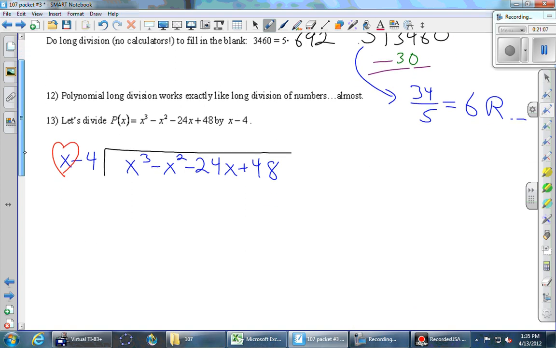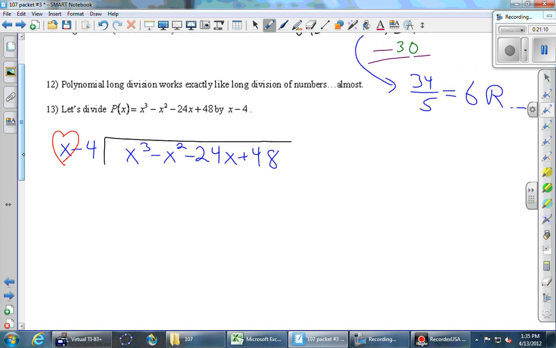We play the same game over here. Which one goes on top? We're doing x into x cubed. What's on top? It's the x cubed, the thing on the inside, just where the 34 was. What's on the bottom? The x. The x is our heart. The x is always going to be on the bottom for this problem. What is it equal to? It is equal to x squared. How many times does x go into x cubed? It goes in x squared times, which is a very strange answer because usually the answer is a number. Here it's something with x's in it.